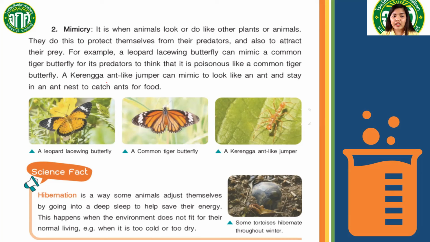A karenga ant-like jumper can mimic to look like an ant and stay in an ant nest to catch ants for food. So you see, this karenga ant-like jumper is mimicking the looks of an ant to stay in the ant nest to catch ants for food, for the ants to think that it belongs in that family.